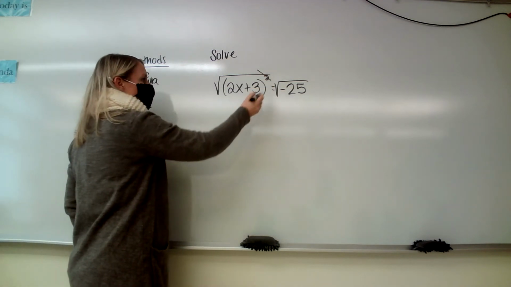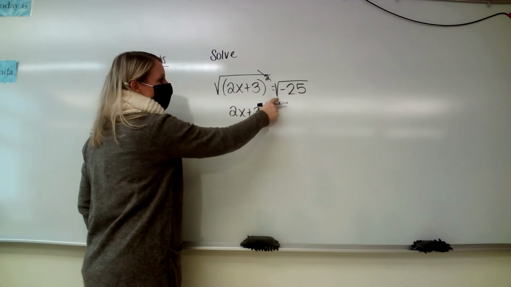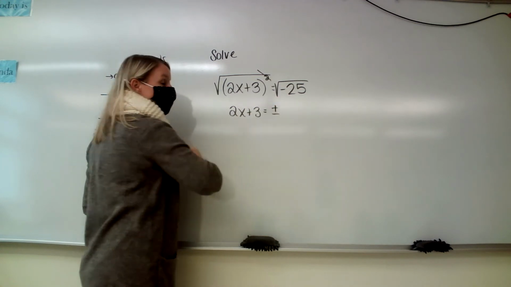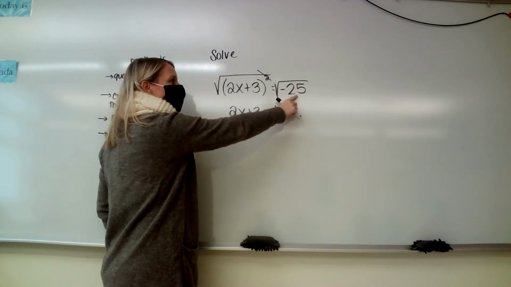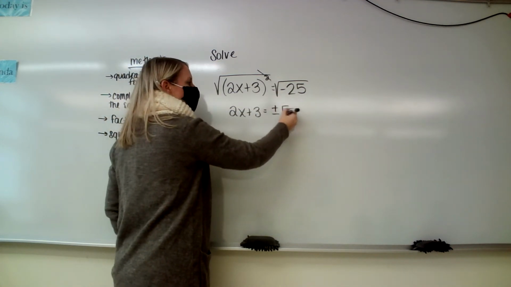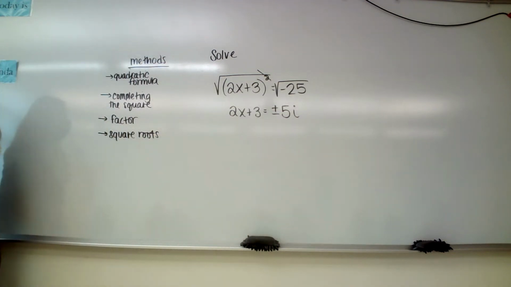The squared cancels. I'm left with 2x plus 3 equals, remember when you do the square root, always plus or minus. This, we can simplify this radical. There's a negative, so I'm going to have an i, and we know the square root of 25 is 5, so it'll be 5i. So it was way easier than doing even just the setup of the other one.